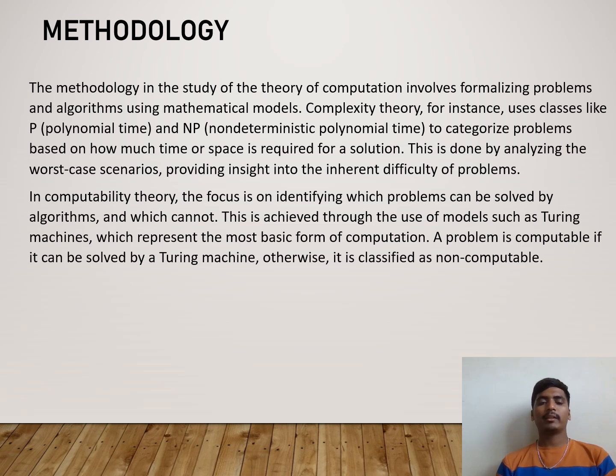In computability theory, the focus is on identifying which problems can be solved by algorithms and which cannot. This is achieved through the use of models such as the Turing machine, which represents the most basic form of computation. A problem is computable if it can be solved by a Turing machine, otherwise it is classified as non-computable.